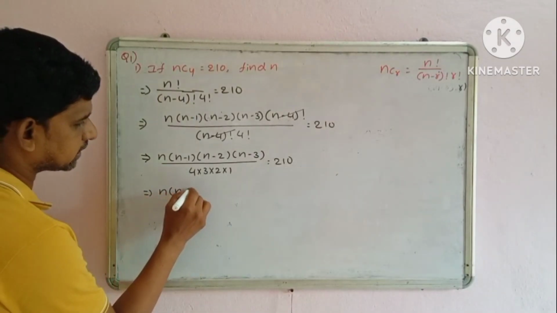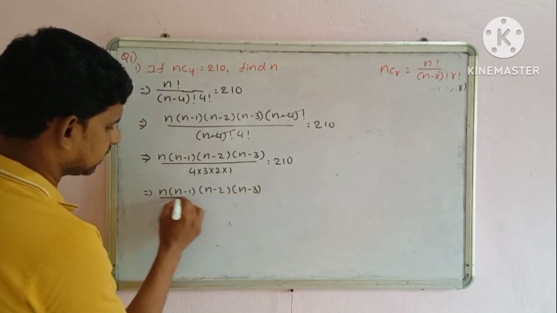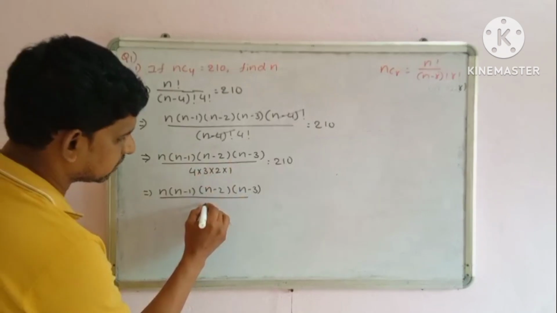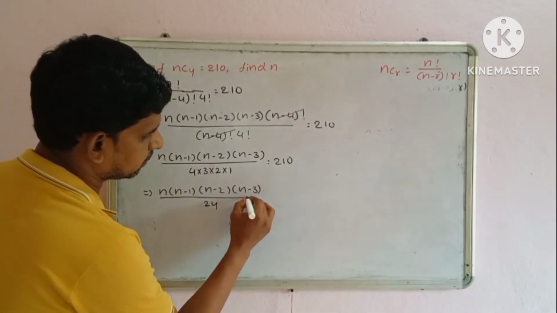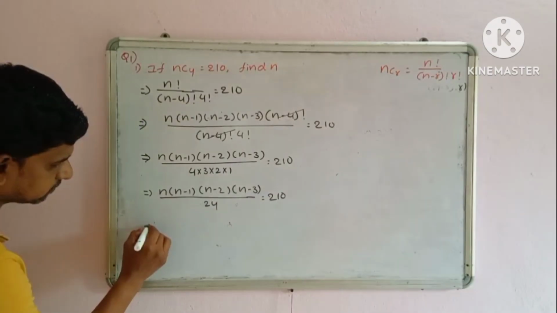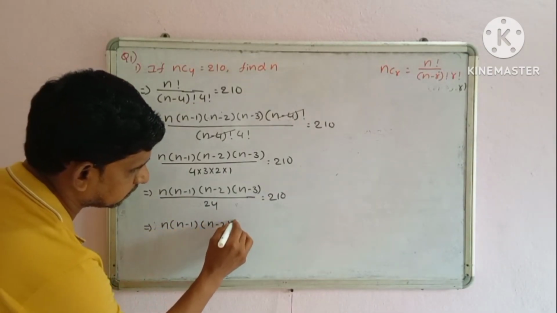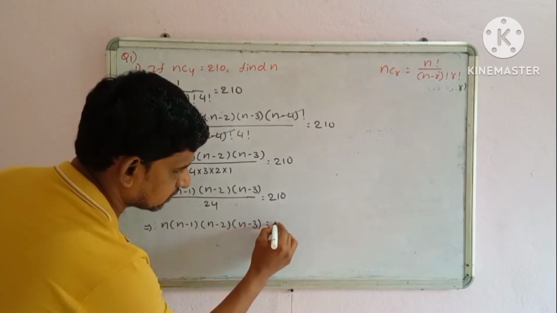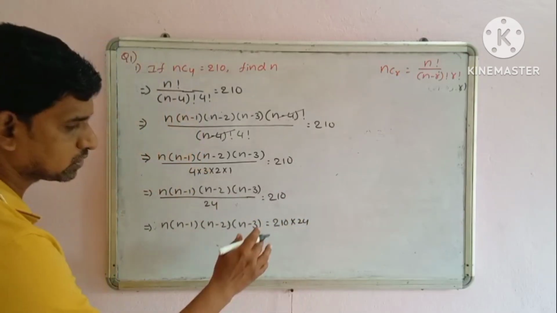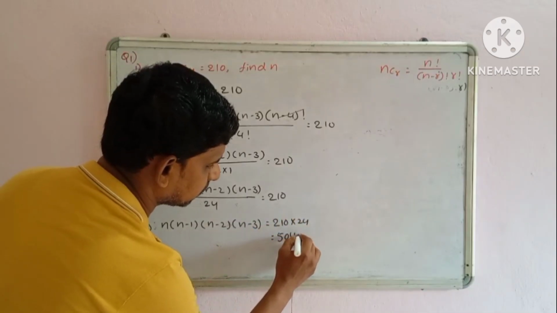n into (n minus 1) into (n minus 2) into (n minus 3) by 4 threes are 12, 12 twos are 24, 24 ones are 24, equals 210. So n into (n minus 1) into (n minus 2) into (n minus 3) equals 210, 24 transpose to the right side, multiply with 24. So 210 times 24 is 5040.